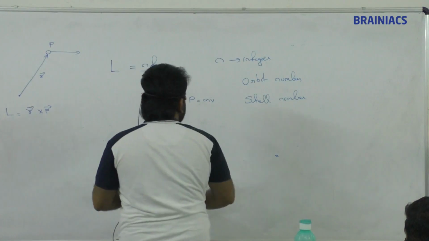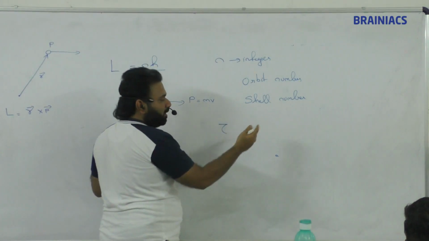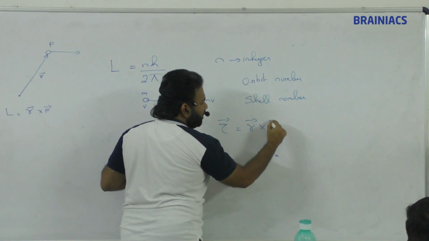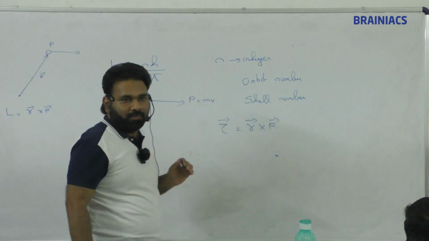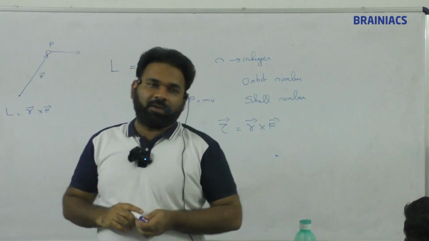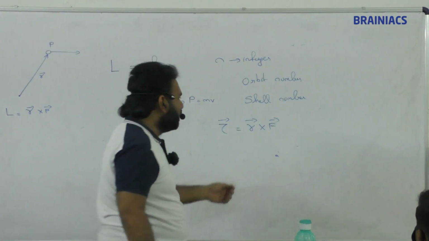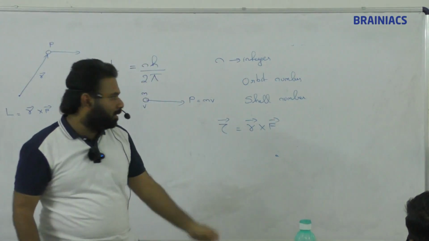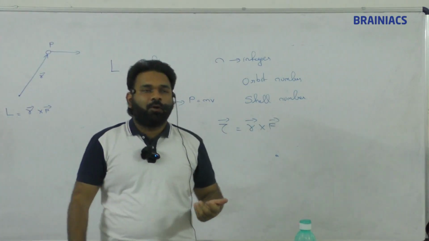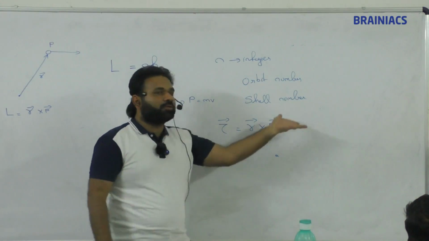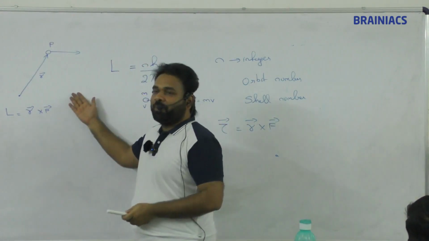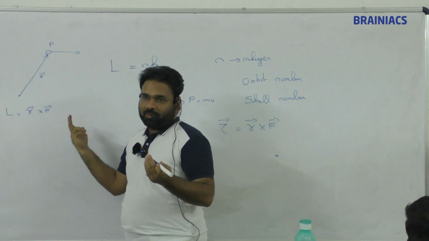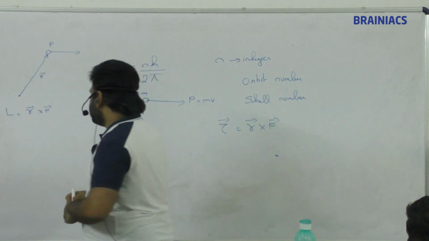In the same way, what is this rotational effect of force? Torque is equal to R cross F. So for the rotational effect of force, R cross F. Rotational effect of force, R cross F, torque. Rotational effect of momentum, R cross P. So that is the reason.